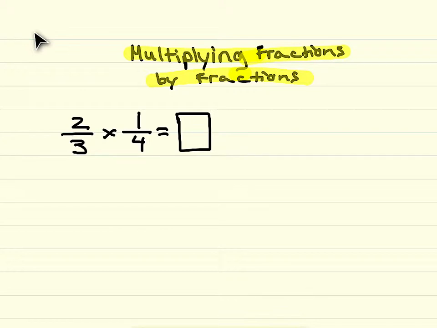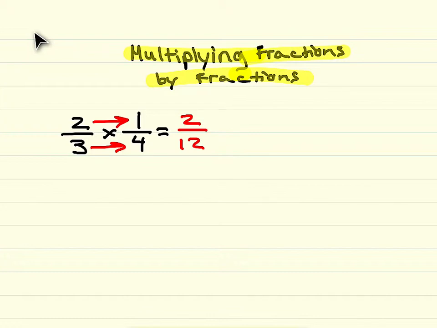They're proper fractions. To multiply fractions by fractions, all you do is you multiply across the top and then you multiply across the bottom. So 2 times 1 is 2 and 3 times 4 is 12. So our product is 2 twelfths. However, that needs to be simplified.